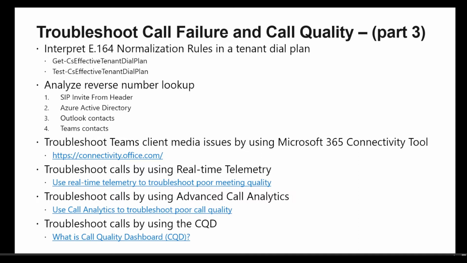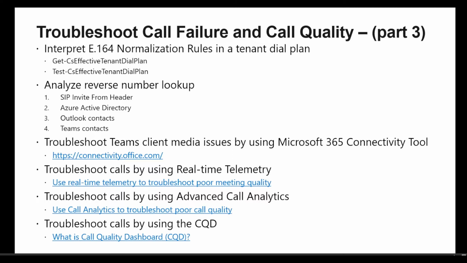Okay, analyze reverse number lookup. This one is another one of those great examples of things that weren't documented very well. So here's the quick and dirty. It doesn't really need a whole document, though I'm sure people would love it if one was published. But the quick and easy on this is the reverse number lookup for the client and the service go like this. It starts with what comes in the SIP header, right?